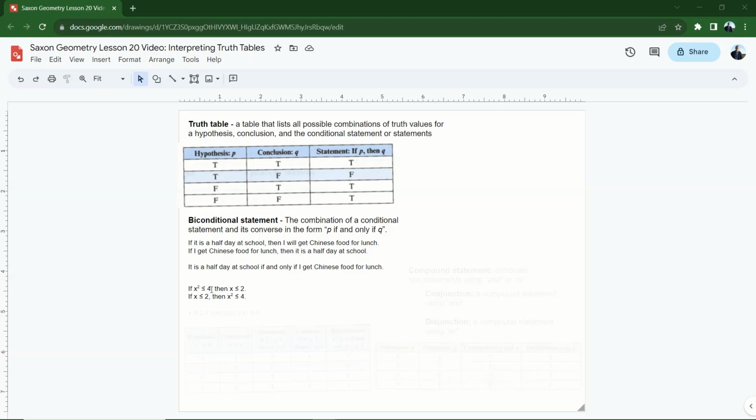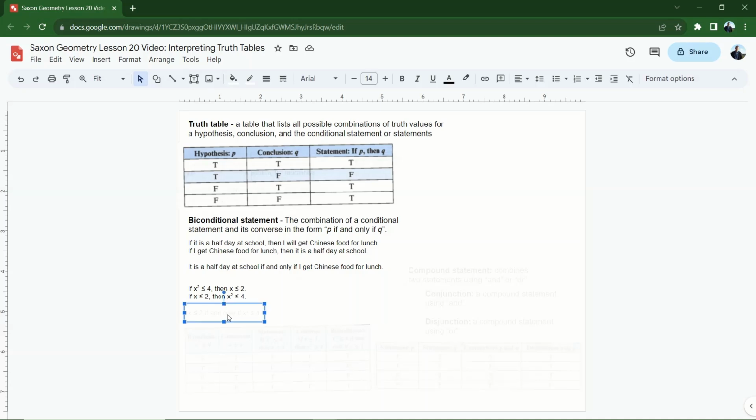Now let's look at the converse. If x is less than or equal to 2, then x squared is less than or equal to 4. What if I go all the way down as far as negative 3 or negative 4? If x is negative 4, then x squared is going to be 16, and it's not less than or equal to 4 anymore, but x was less than 2 if it was negative 4. So therefore, the converse is not true.